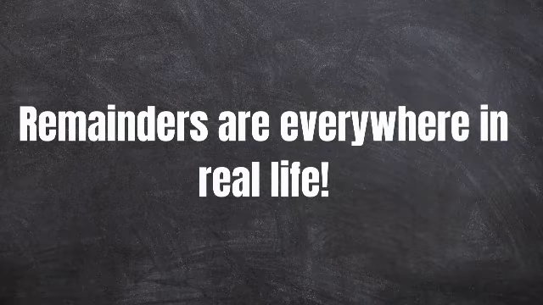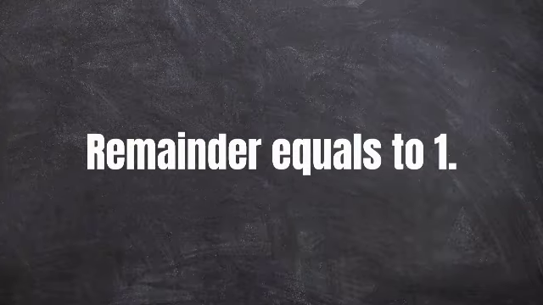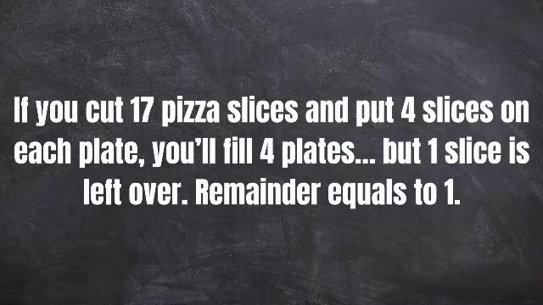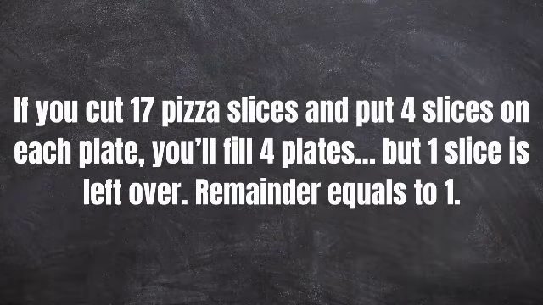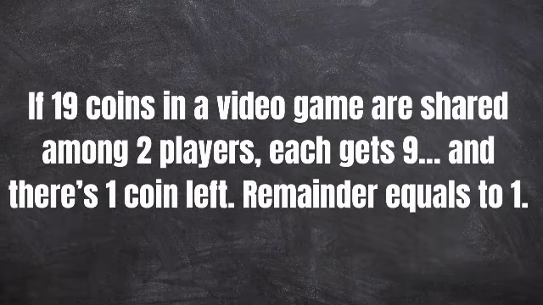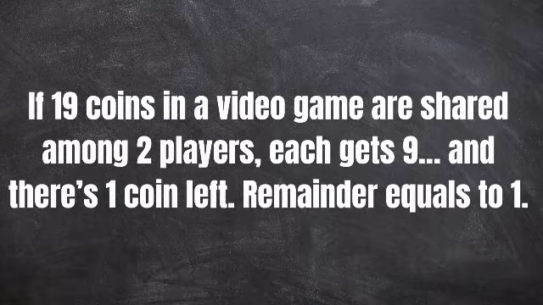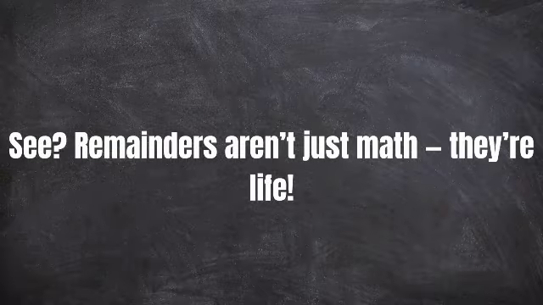Remainders are everywhere in real life. If 25 kids are riding in vans with 6 seats each, 4 vans are full, but 1 kid has no seat. Remainder equals 1. If you cut 17 pizza slices and put 4 slices on each plate, you'll fill 4 plates, but 1 slice is left over. Remainder equals 1. If 19 coins in a video game are shared among 2 players, each gets 9 and there's 1 coin left. Remainder equals 1. See? Remainders aren't just math, they're life.